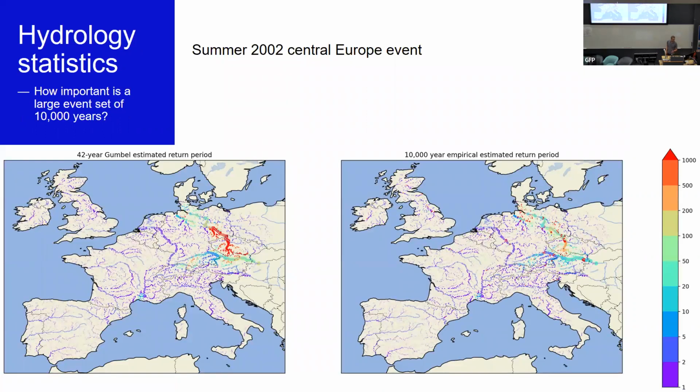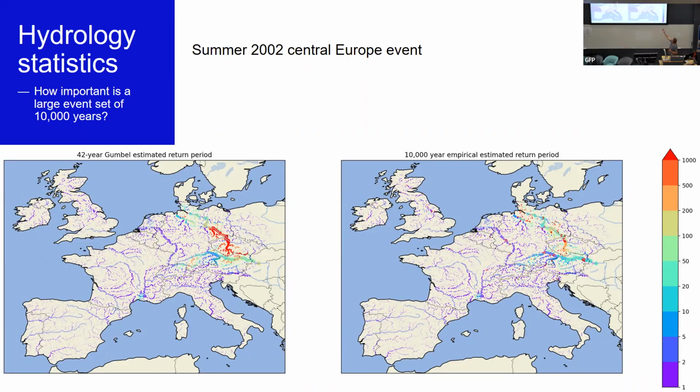Now, what can you then extract from these kinds of simulations? Well, this is an example for the 2002 summer events over Central Europe that many of you will know about still. If you would only use 42 records and use the hydrological model to simulate the return period of this event, and you have to use a Gumbel fit to somehow come up with more or less what the extreme event is, then you get very peculiar results. You see that there's a lot of reds, meaning that the return period is above a 1,000-year return period.